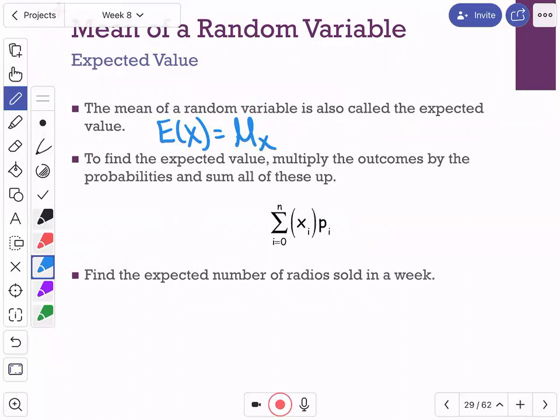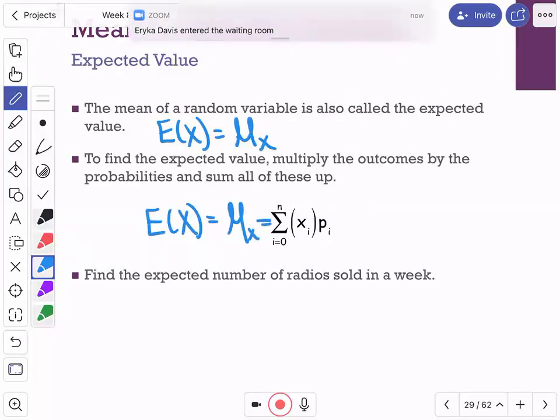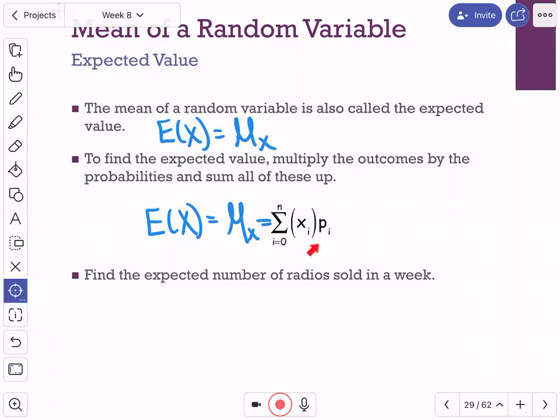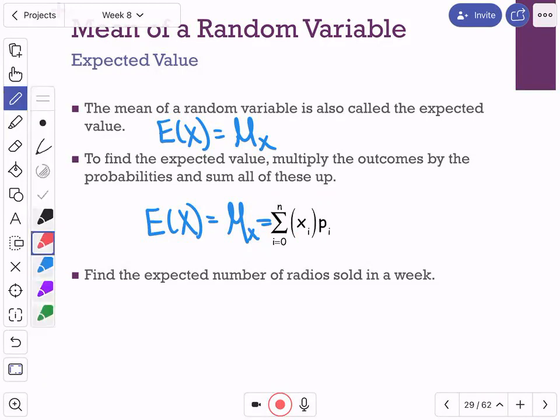To find the expected value, you multiply the outcomes by the probabilities and sum all of these up. So the formula for mu of x, or E of x, here's the formula. Here's the formula for the expected value, what you're expected to get, or what your average is supposed to be. And all it says is you take every x and you multiply by its probability. In real life, we call this a weighted average. This is just a weighted average.